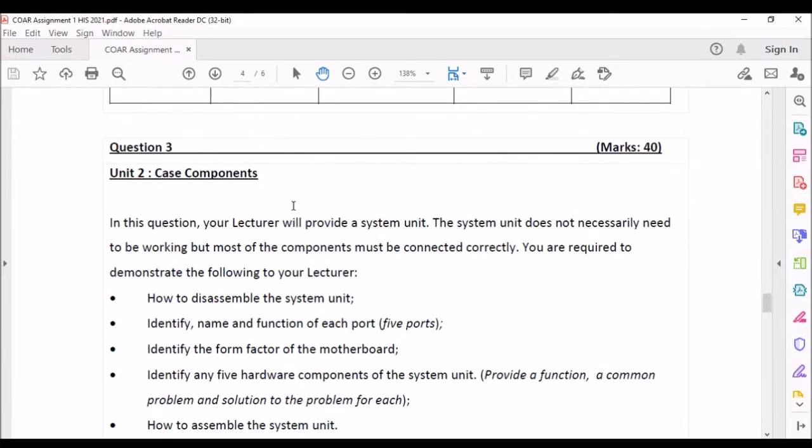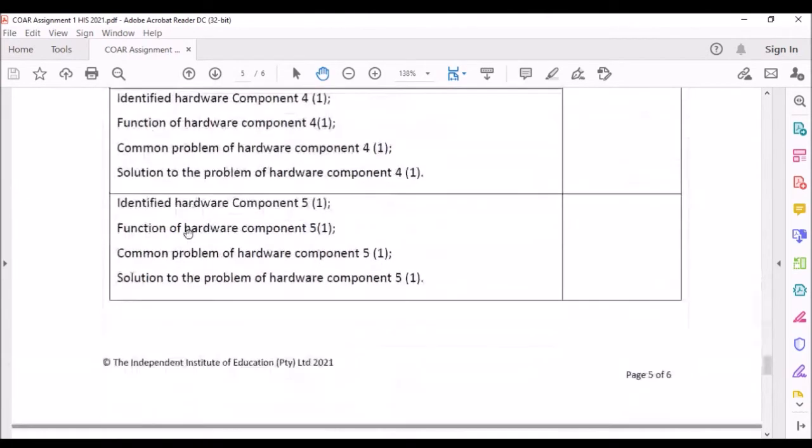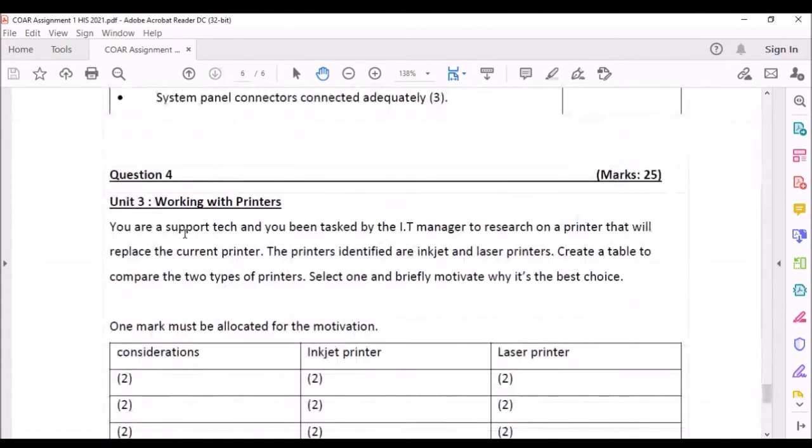So literally that's your make or break, if you want to look at it from a different perspective. If you obviously don't do really well in this particular question, it could detrimentally affect your overall mark. So it's important to take cognizance of that. And then lastly, the 4th question is learning unit number 3, working with your printers, and that's going to be 25 marks.